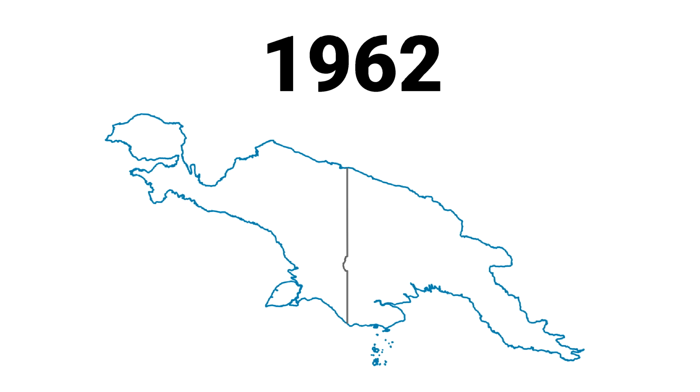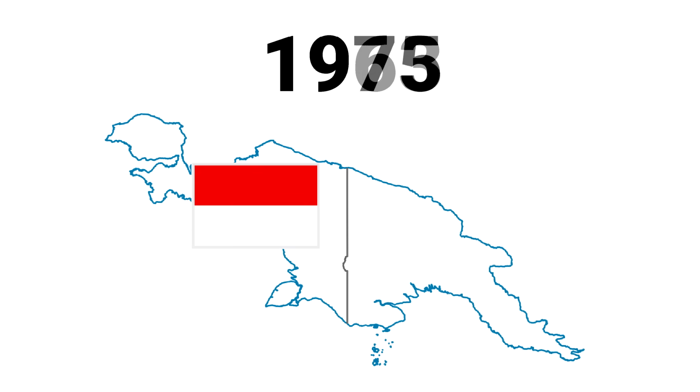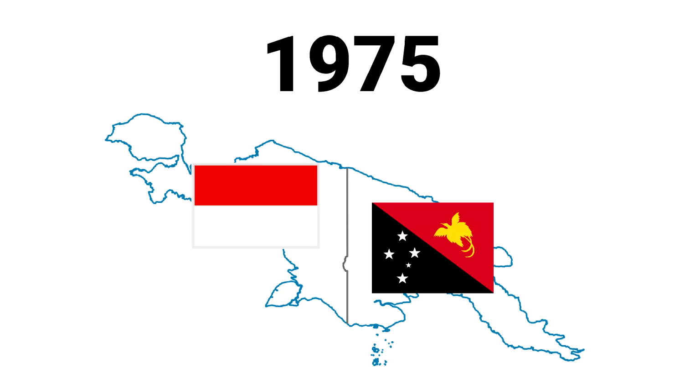In 1962, Western Papua gained the status of United Nations Temporary Executive Authority, and a year later it became part of Indonesia. On the other hand, the eastern part gained independence in 1975, becoming Papua New Guinea.